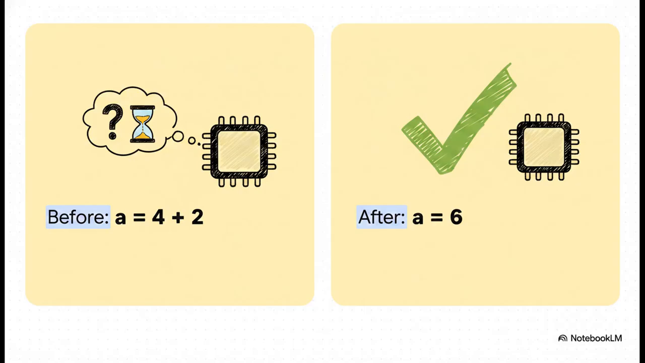Here's a perfect example. Instead of telling the computer to add 4 plus 2 every single time the program runs, the compiler just does the math itself. It swaps out the equation with the answer, a equals 6. Now, your device never even has to do that work. This simple but really powerful trick is called constant folding.